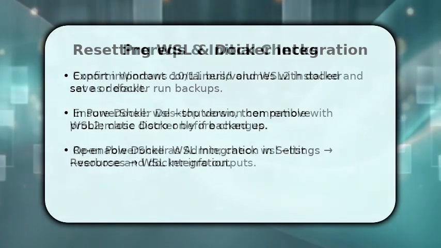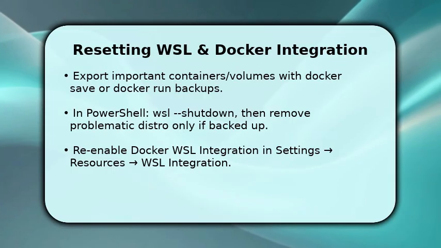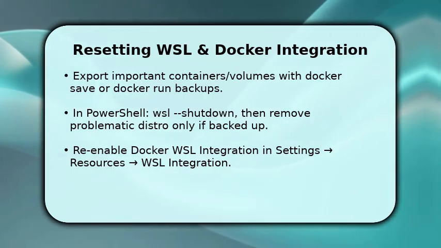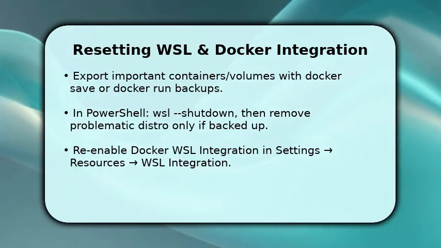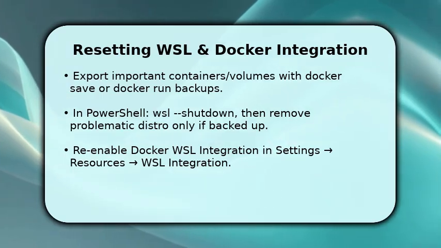Export any critical images or volumes so you can restore state. Once backed up, run wsl --shutdown to stop all subsystems, then inspect the specific distro with wsl --list --verbose. If it's corrupted, unregister only that distro after export using wsl --unregister <distro>.